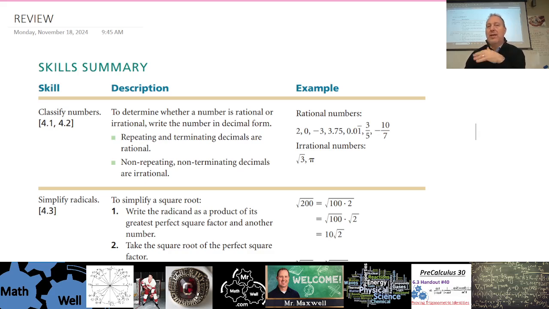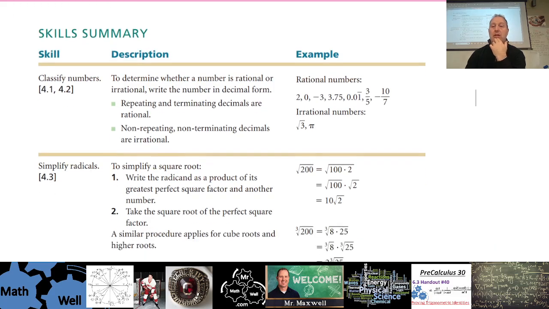And I would encourage you in every chapter to read through the skills summary, to do lots of review questions from the review assignment. It's good to help you prepare for a test. So I'll just run over this real quick.